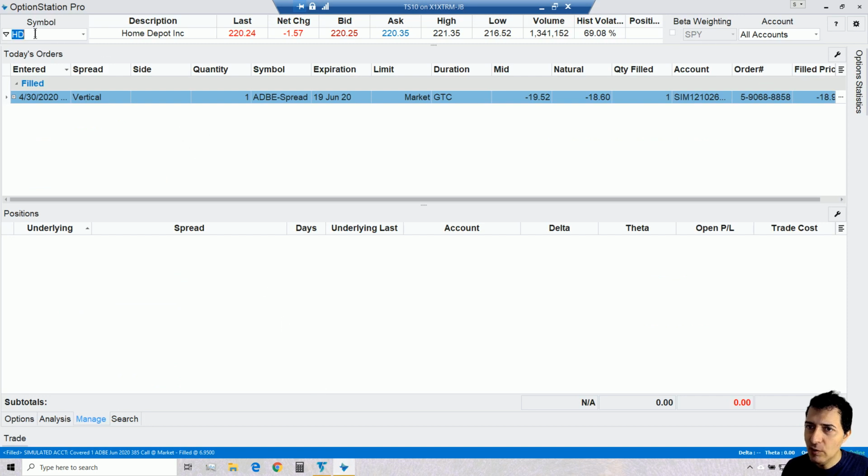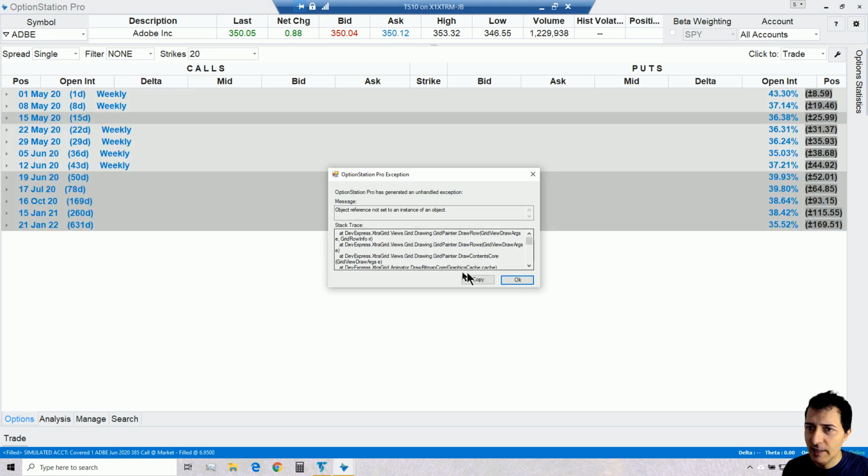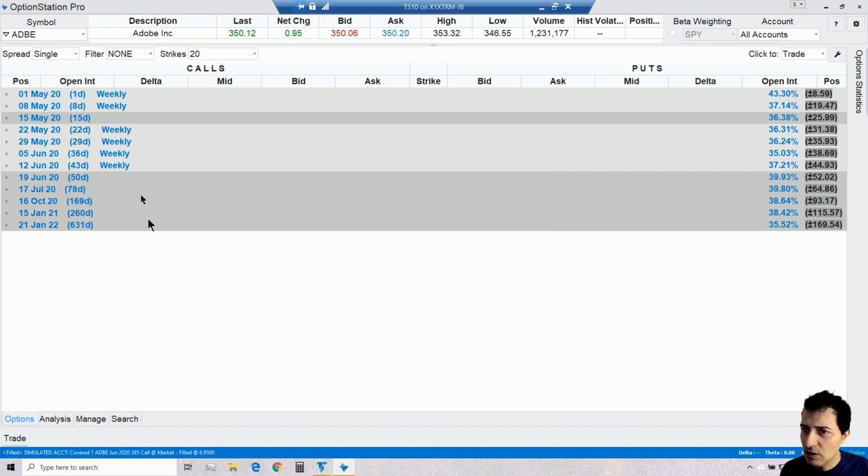I am going to load Adobe on the option chain. By the way, everybody, please give me a quick message in the chat box just to say all is good, or if it's not, if you have a question, go ahead and type your questions. But even if you don't have a question and all is good, please type all is good, so that way I know you guys are following and everybody is okay, no one is lost. Give me a little bit of feedback, it's really appreciated. Okay, so this is not ideal. I just got an error message on Option Station Pro.